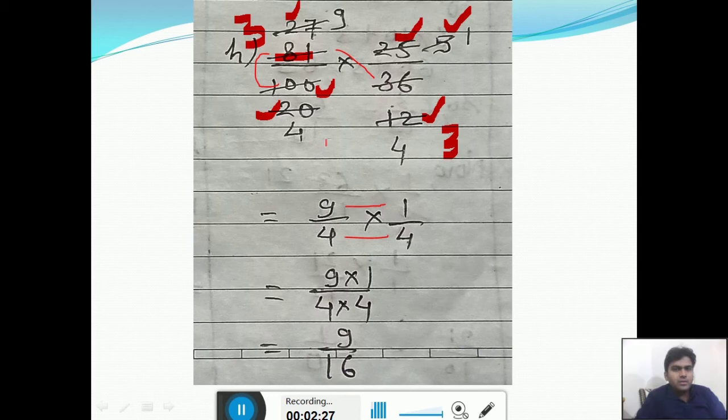So now we are left with 9 upon 4 from the first fraction and 1 upon 4 from the second fraction. Now multiply the numerator with the numerator and denominator with the denominator. So 9 into 1 equals 9, and 4 into 4 equals 16. So like this we got the answer 9 upon 16.